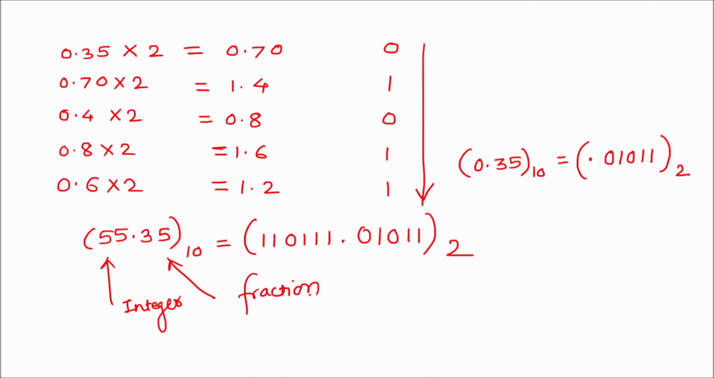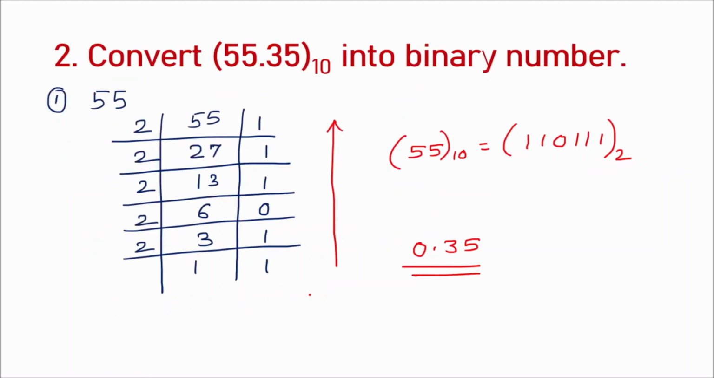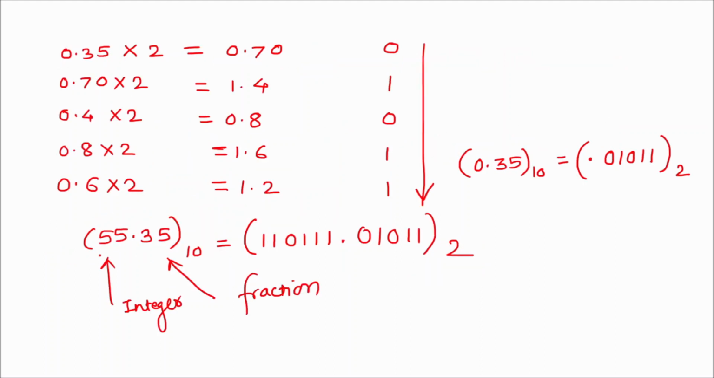So you have to separately calculate for integer. So this is for integer calculation. This is for integer. And in case of fraction part, you have to multiply by 2 instead of dividing by 2. So this is a fraction part. So separately calculate for integer as well as fraction and then combine together. That is nothing but how you can convert the number which has integer as well as float into binary numbers.